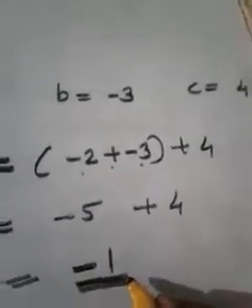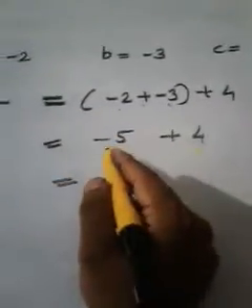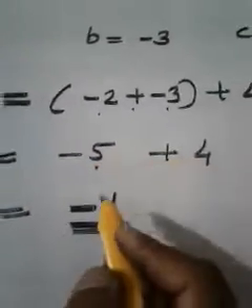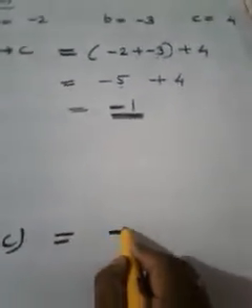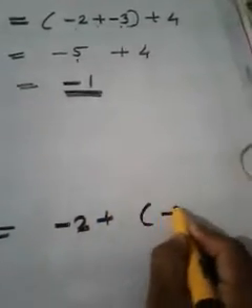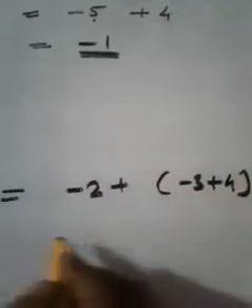You may understand: find the difference and give the bigger number's sign. How to add a negative number and a positive number? Difference is 1 and give the bigger number's sign. The bigger number is 5, its sign is minus, so minus 1. And what is A plus (B plus C) now? Minus 2 plus (minus 3 plus 4). You may have understood, isn't it?